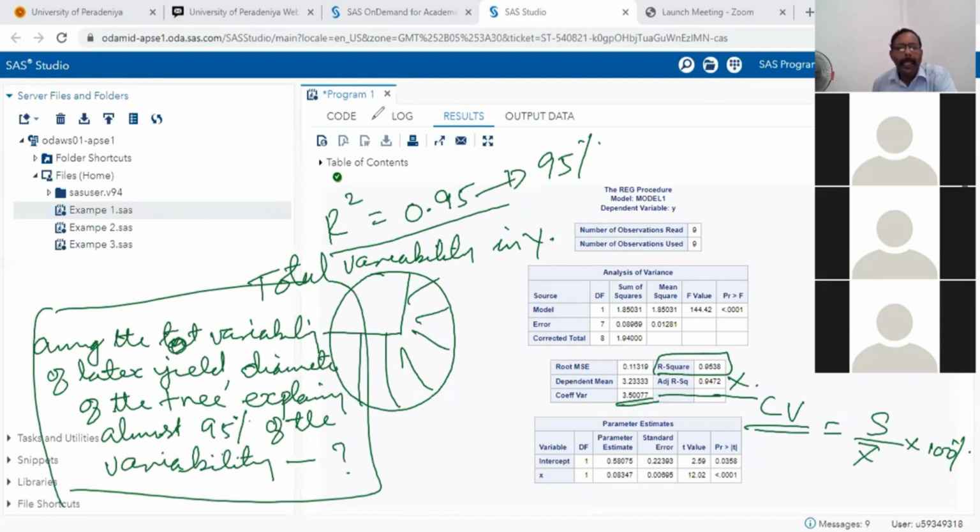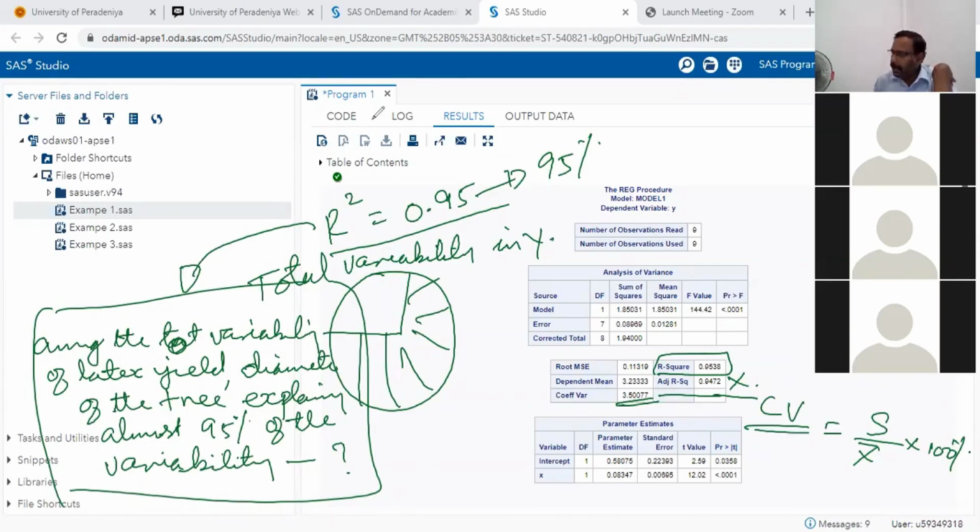Okay. Among the total variability of the latex yield, diameter of the tree explaining almost 95% of the variability. So that is how we can explain this R square. Is it clear?